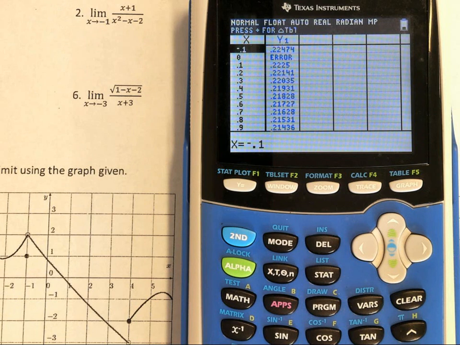Wait, how did you know what to put in your table set? What do you mean? You go up there and you put what number? I put 0. That's where I'm supposed to put it.